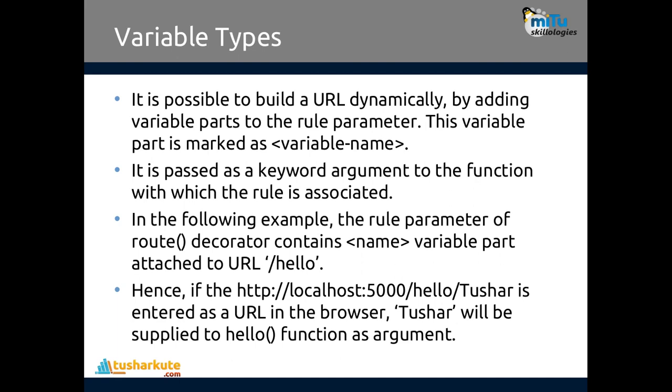In the example we saw previously, the rule parameter or the route decorator contains the name of the variable part attached to the URL hello, just like the example mentioned here. If your URL is like hello, and after that I have to mention some name, this name I can pass to the function as a variable, and based on that we'll create the function. Such n number of functions we can add, creating this concept by using values taken from the user. So let's see how to create that.